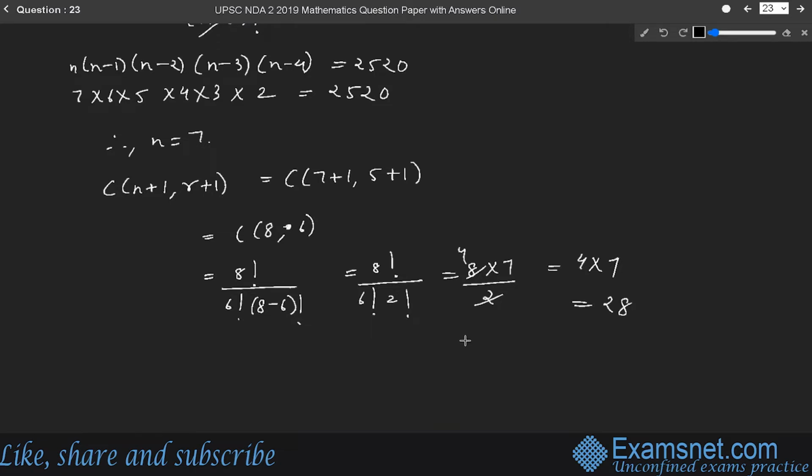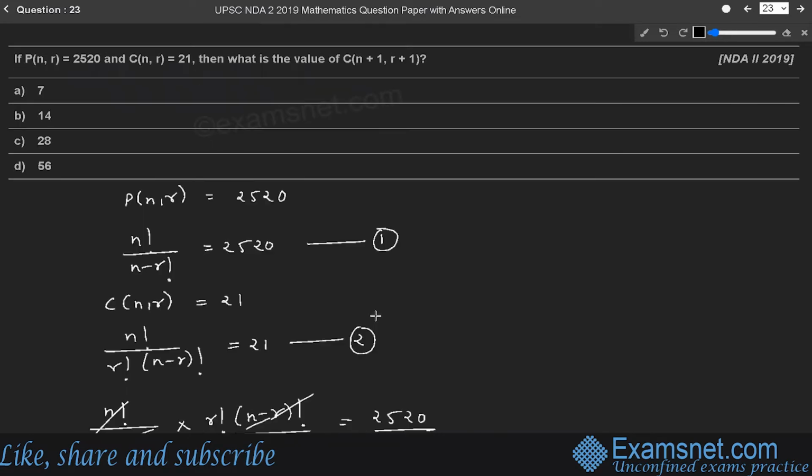Hence, we can say that the correct option for this question is 28, which is option number C here. I hope this question is clear to you.